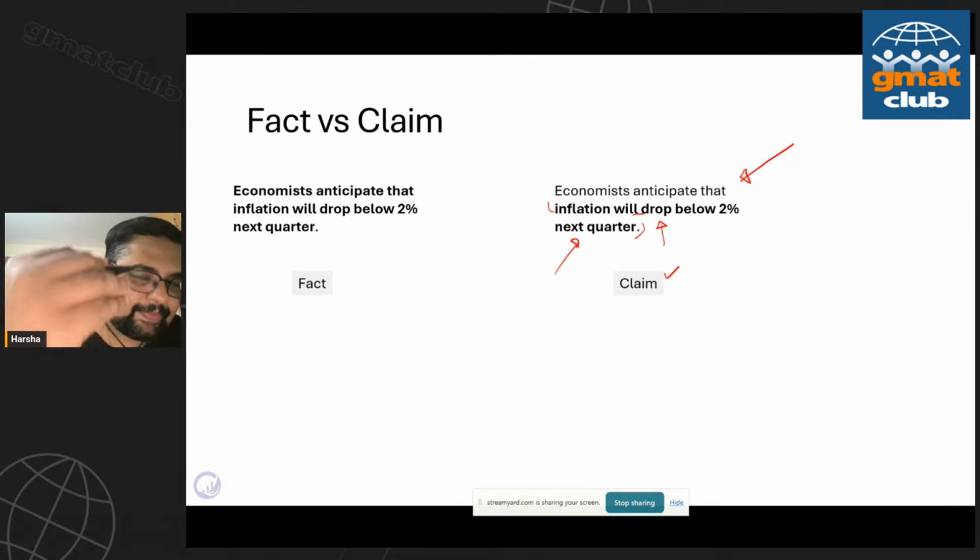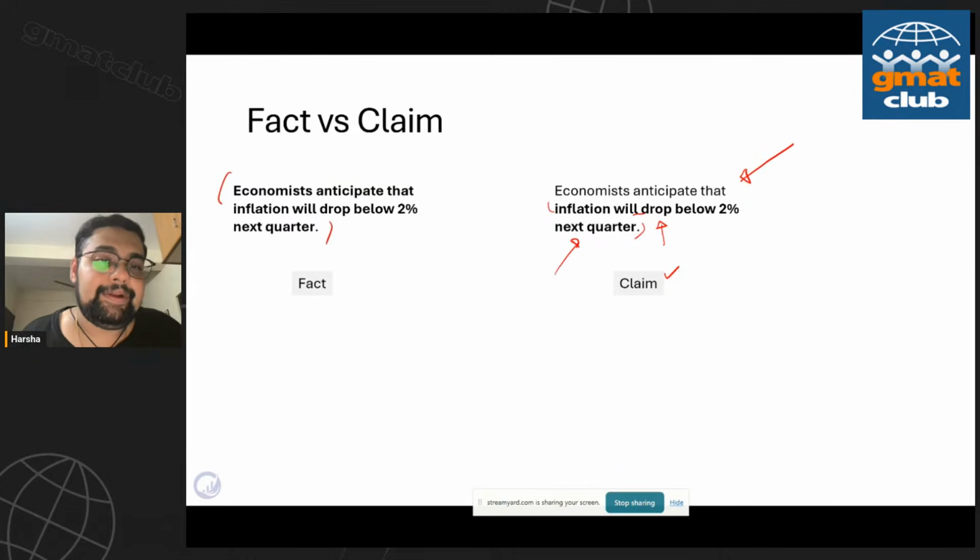On the other hand, let's talk about this portion. Economists anticipate that inflation will drop below 2% next quarter. Now, it's obviously a claim whether or not inflation will drop below 2%. We don't know that for sure. But is it not a fact? Isn't the author telling you as a matter of fact that, hey, there are these economists, they've anticipated something? That's a fact, right? What they've anticipated might be a claim, right? That's a prediction into the future. But is it not a factual truth that there are these economists and they have made this particular estimate? They have anticipated something, right? So I hope you guys see the nuance there.